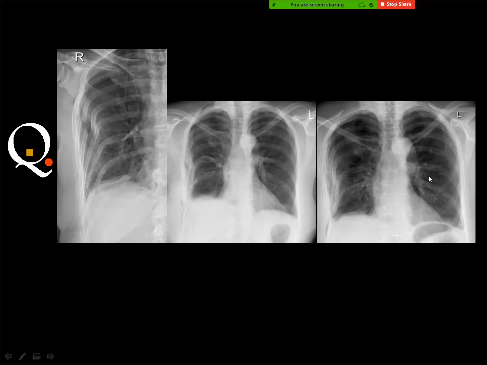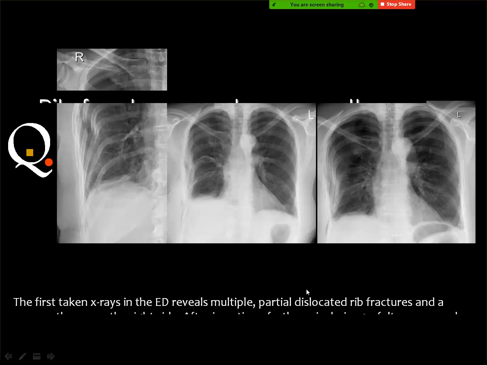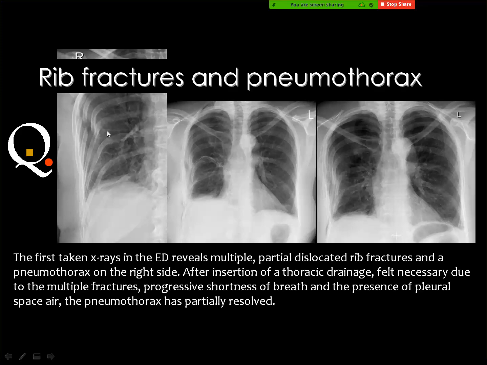Pneumothorax, yes. If you see rib fractures, look immediately for pneumothorax. If it is not that clear, you should have expiratory and inspiratory films to be sure that there is no pneumothorax, but there are multiple rib fractures with pneumothorax.